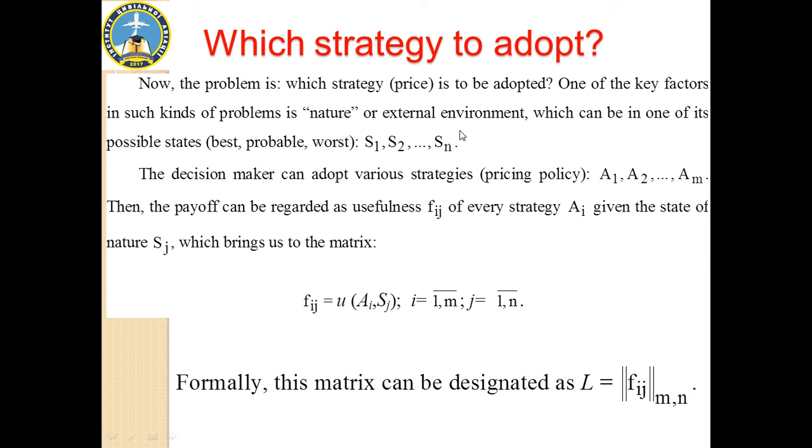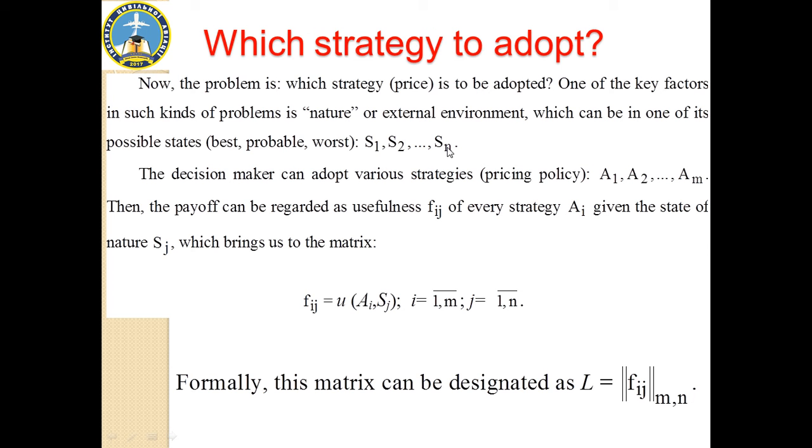So we denote these states of nature by these capital S. S sub 1, state of nature, which is the best. S sub 2, which is our probable. S sub 3, and so forth. There can be several states of nature. In our previous example, there were only 3 states of nature.